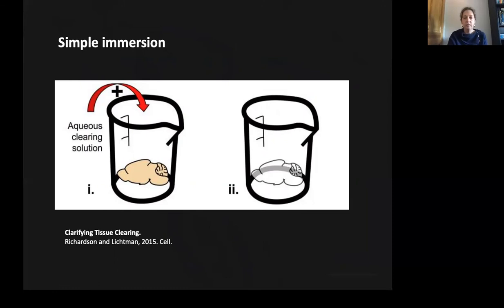This figure, taken from a review on clearing by Richardson and Lichtman, shows that simple immersion clearing involves placing a biological sample in a high refractive index aqueous clearing solution for minutes to days to months, depending on the tissue size. During this time, the solution can be exchanged repeatedly if required until the refractive index of the sample equilibrates with the solution.